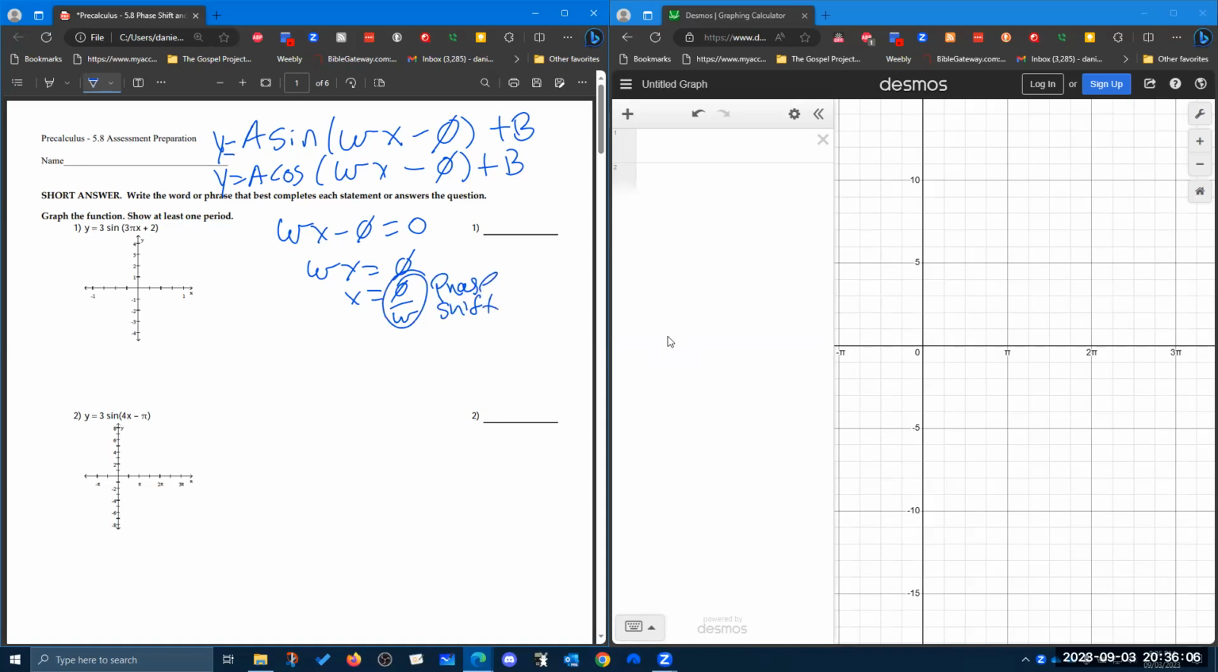We've talked about this a little bit before, but my period in these sine and cosine functions is going to be 2 pi divided by omega. And you know that your amplitude is going to be the absolute value of A. Those are the main characteristic things, and all of your characteristic points are going to be shifted by your phase shift. The last thing that you do, by order of operations, is do your vertical shift on those points, the B values. So let's get rid of all of this and do some graphing.